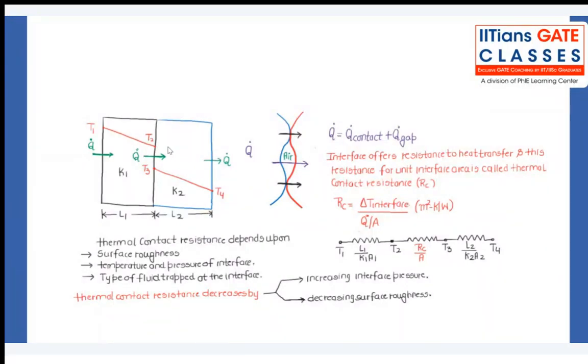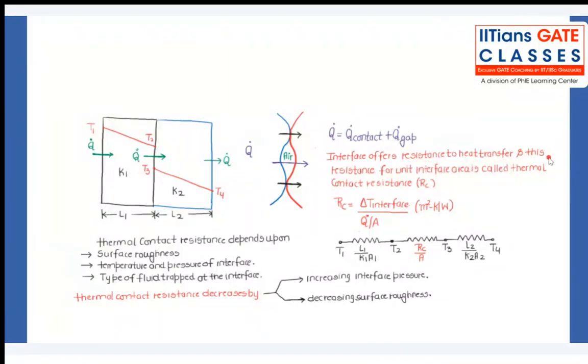Otherwise, what happens? If you just touch them, or touch them very lightly, there will be an air gap between the two solids. So there will be resistance to heat transfer. Heat is not getting transferred from the interface. So what happens then? The heat transferred across the interface gets transferred via two paths. One, at these discrete contacts; other, it has to flow through the air. And air offers very high resistance. So the interface is now offering resistance to heat transfer.